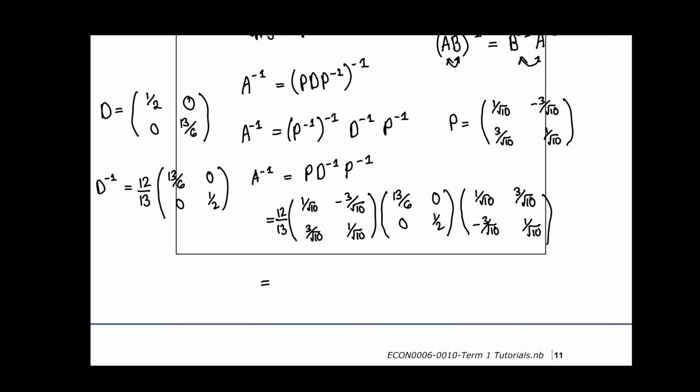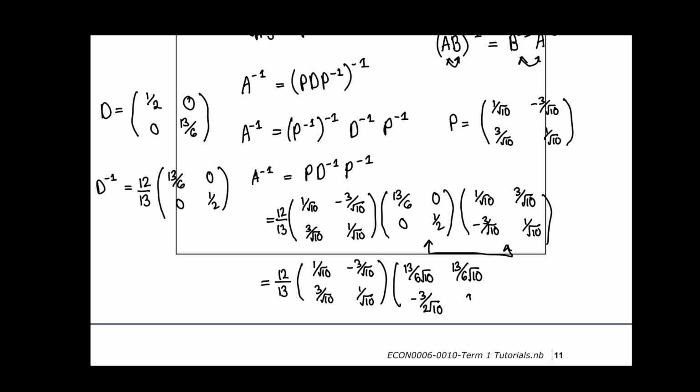So now if we multiply these matrices, if we start off with these two, we get 13 over 6 root 10, 13 over 6 root 10, minus 3 over 2 root 10, and then 1 over 2 root 10.